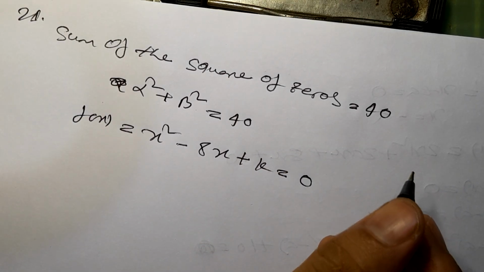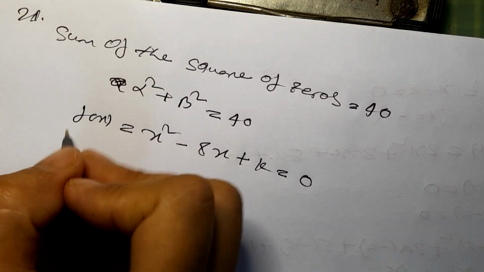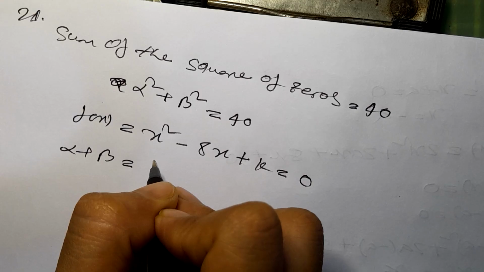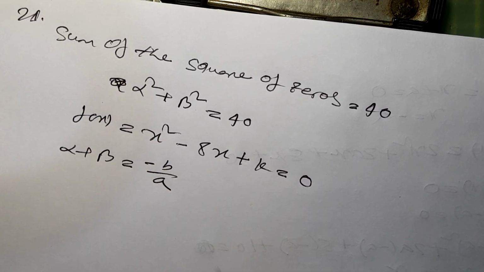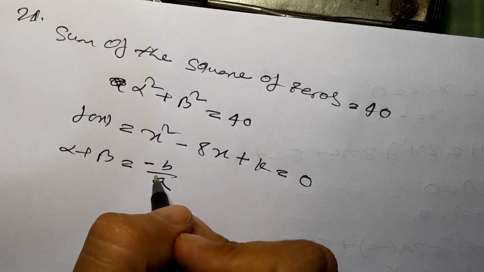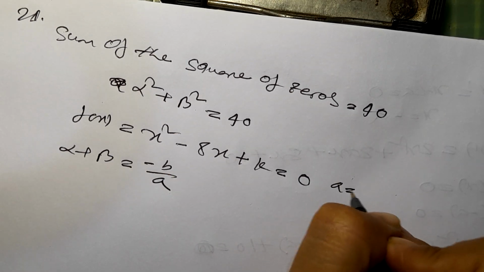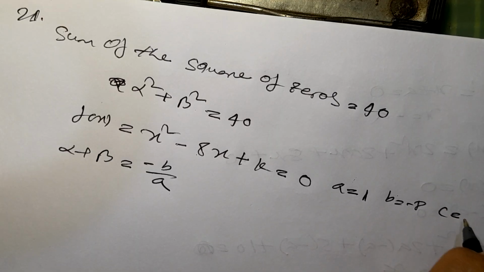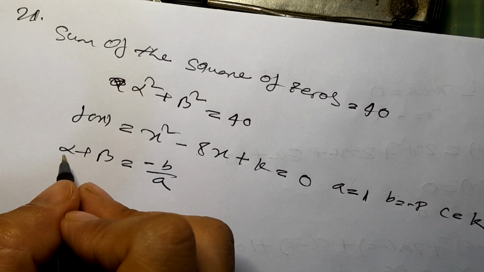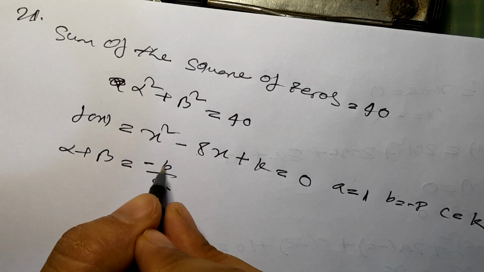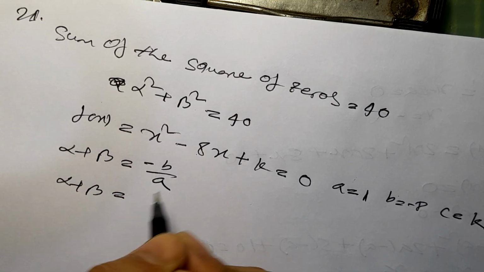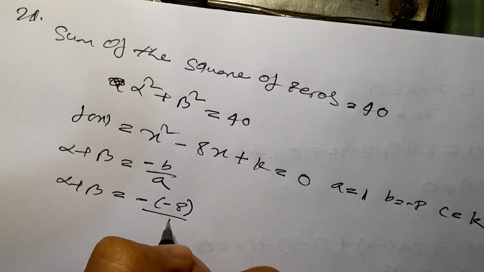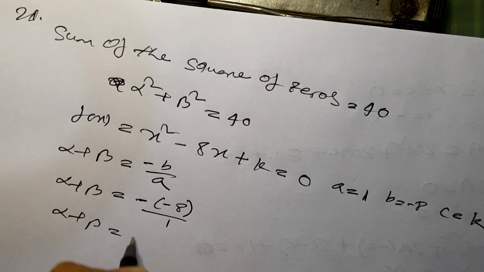Again we are going to use the sum of zeros and the product of zeros. Sum of zeros, we write alpha plus beta is equal to minus b by a. Here a will be 1, b will be minus 8 and c will be k. So alpha plus beta is equal to minus, b is minus 8, a is 1. So it will give alpha plus beta equal to 8.